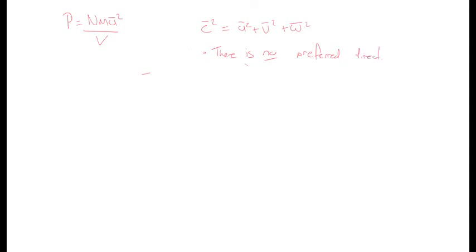In other words, the gas particles move quite happily in all directions. That's really important, because what that means is that on average, all of the components are equal to each other. So it's perfectly okay to say that the overall velocity is just 3 lots of û squared. This c here is the average, but u is exactly the same as all the others.